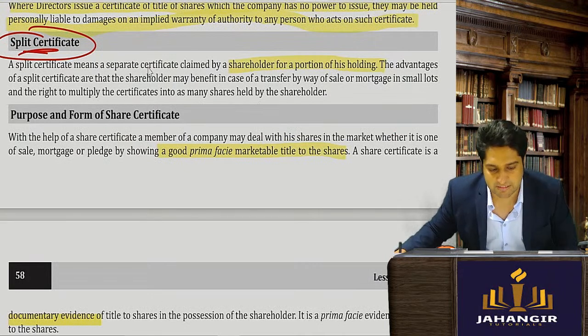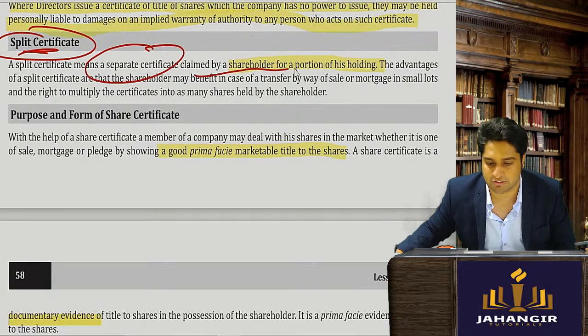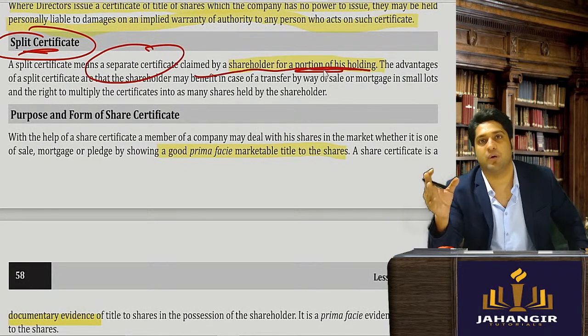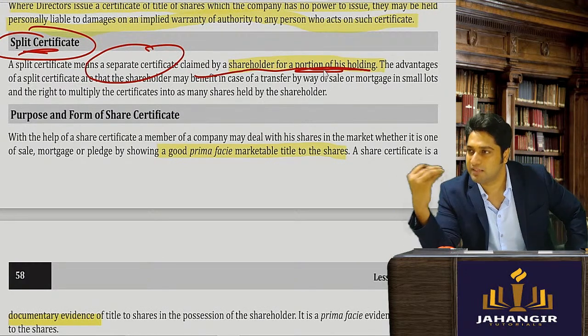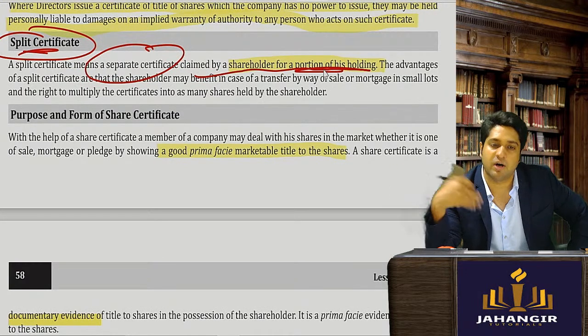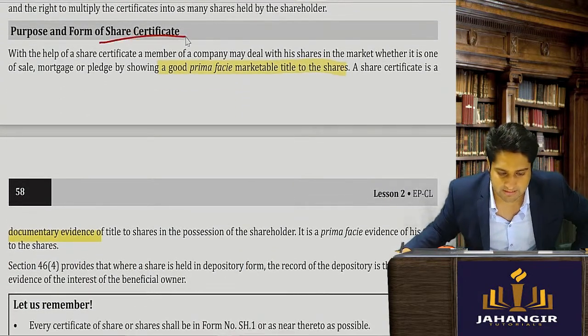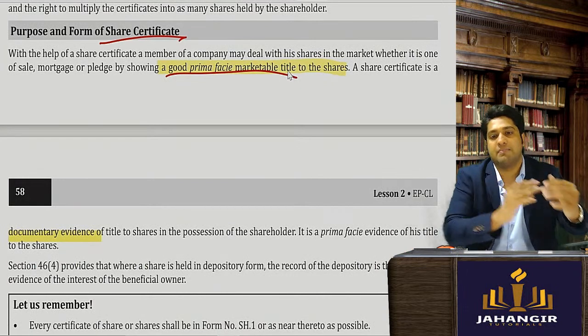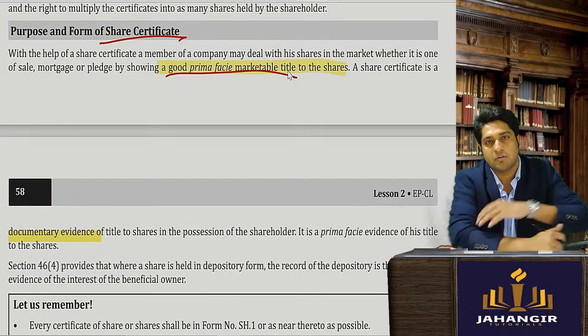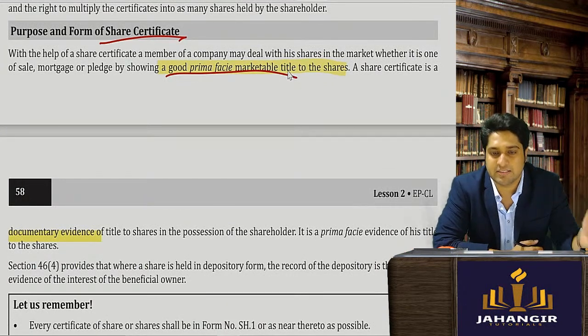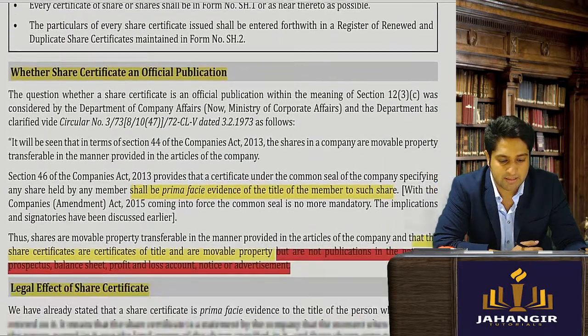So a split certificate is a separate certificate claimed by the shareholder for a portion of his holding. So I'll say 100 shares, give it to that, I'm transferring it. The 200 shares, give it back to me. Purpose and form of a share certificate: it's prima facie proof, evidence that you have a marketable title.